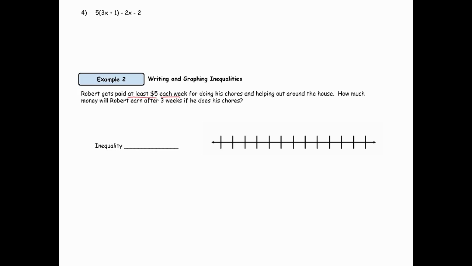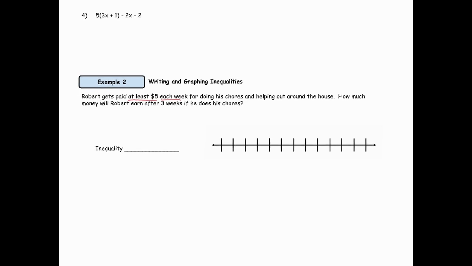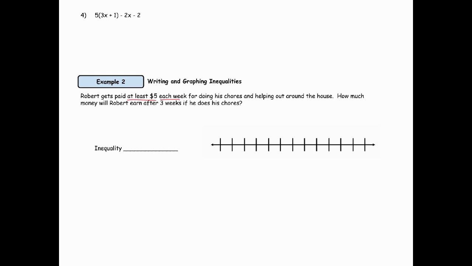That means that Robert can get paid $5, $6, $7, and that continues forever, obviously with any increment of change in between. So at the very least, Robert gets paid $5 each week. We can show that as D for dollars is greater than or equal to 5.